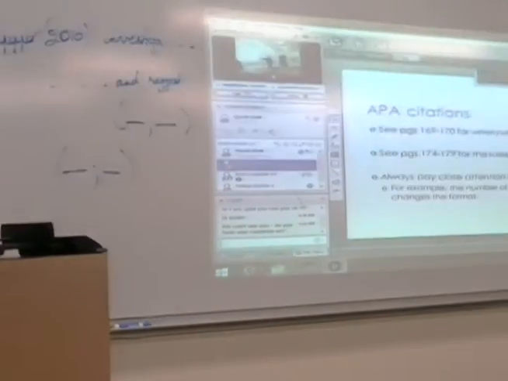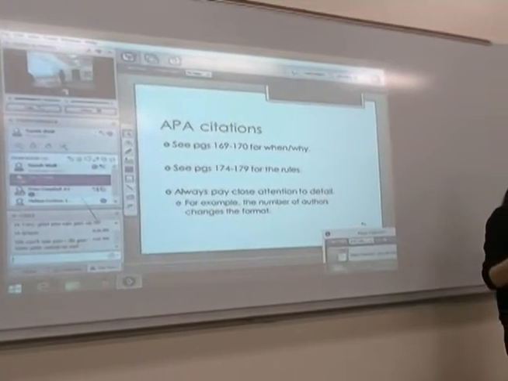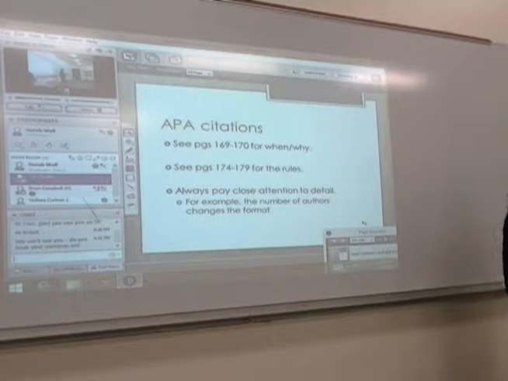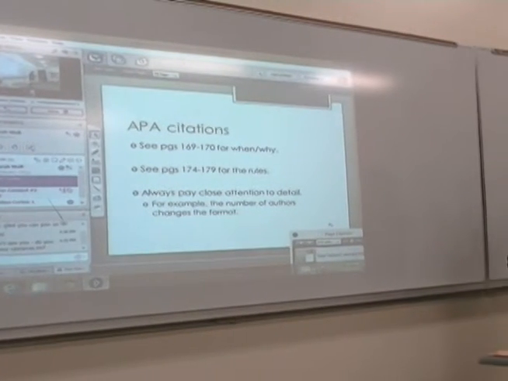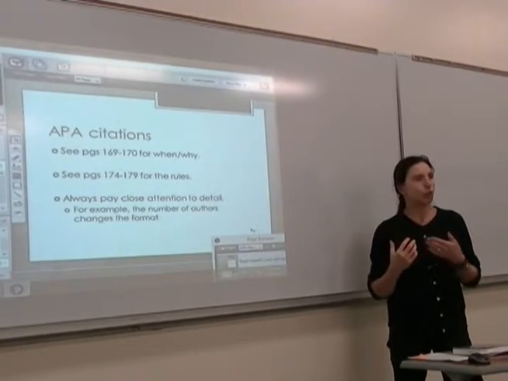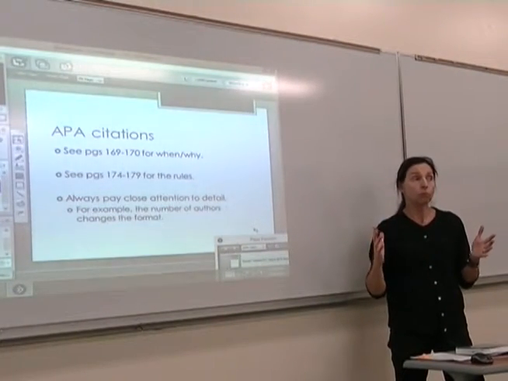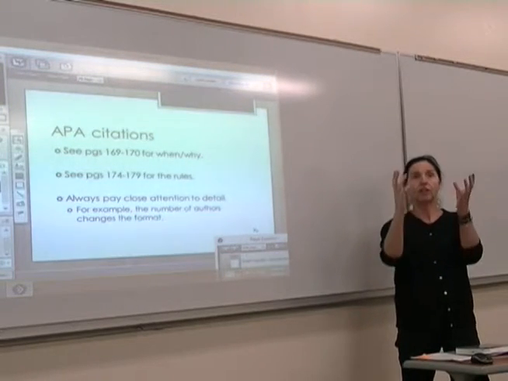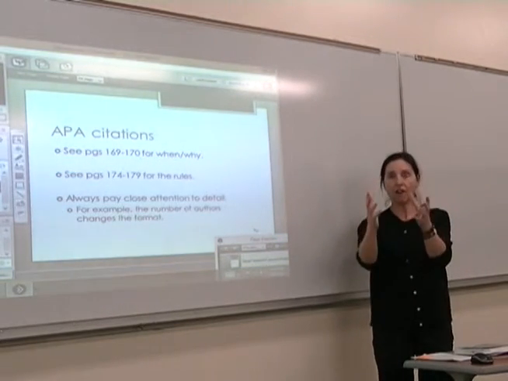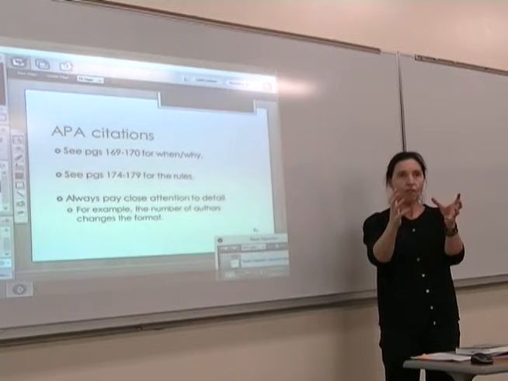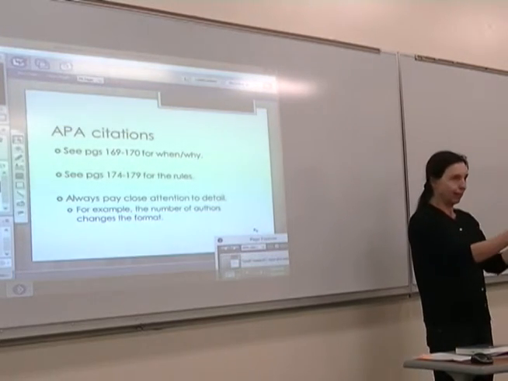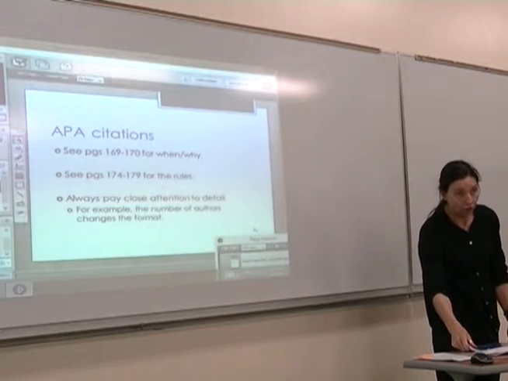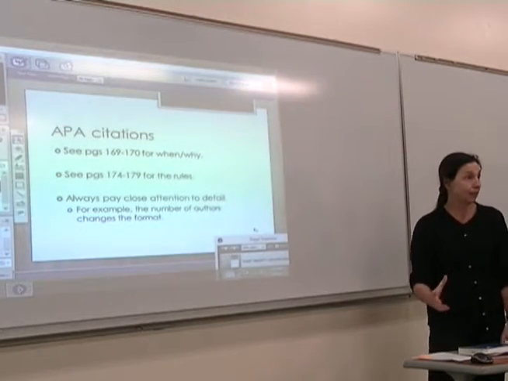The number of authors changes the format of the citation. So again, the rules are very finicky, they're very precise. Don't try to learn them, just look at it every time. Go, okay, citation, it's a journal. I have 5 authors. Do I write out 5 authors in the year, or do I only have to put 1 author? Don't try and remember, use the book. Honestly.